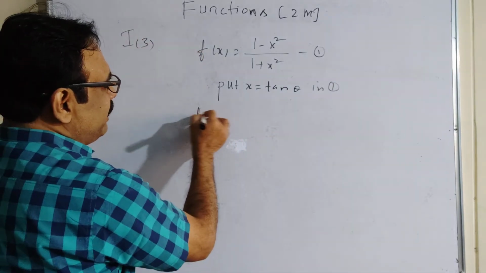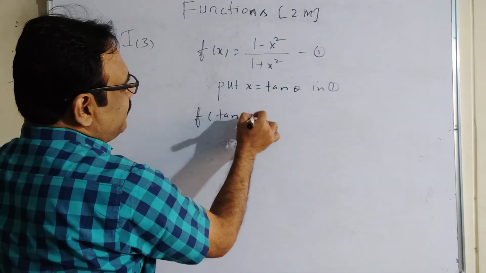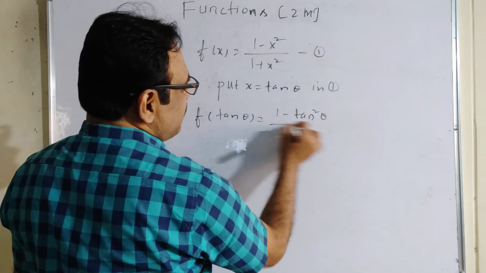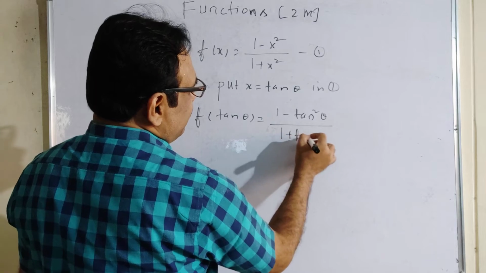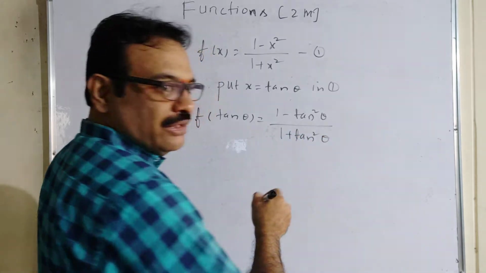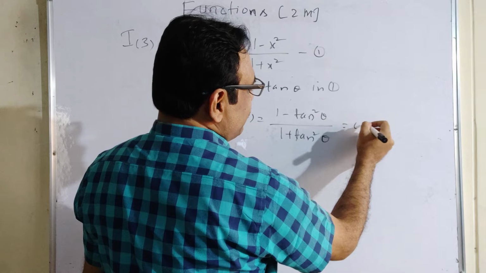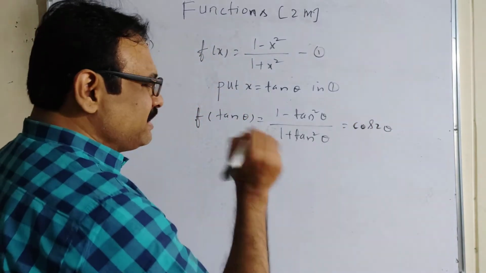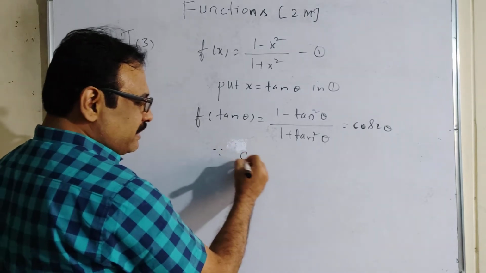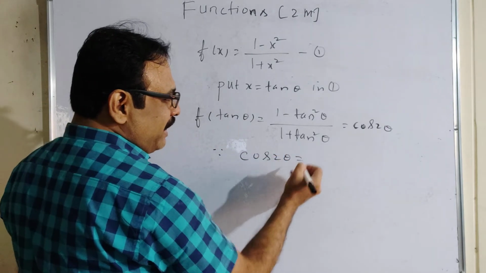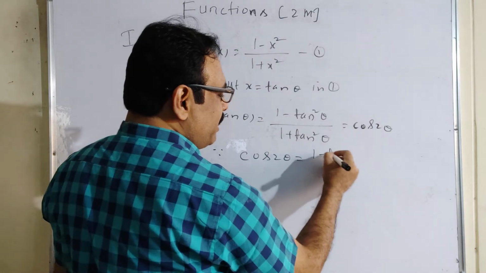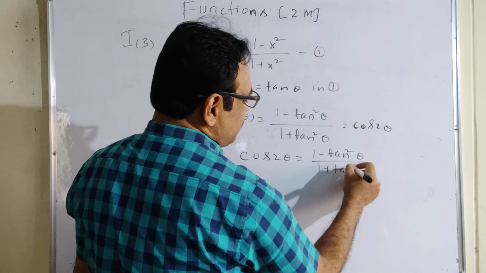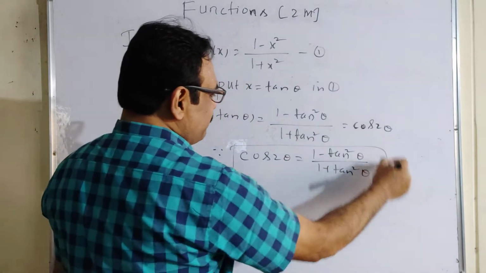Now what you are going to get? f of tan theta is equal to, you can write this as 1 minus tan square theta by 1 plus tan square theta, which is the result of cos 2 theta. Now you need to understand this is nothing but cos 2 theta. First and foremost, what is the reason? We know that from multiple angles, cos 2 theta can be written as 1 minus tan square theta by 1 plus tan square theta, and this is going to be the solution.